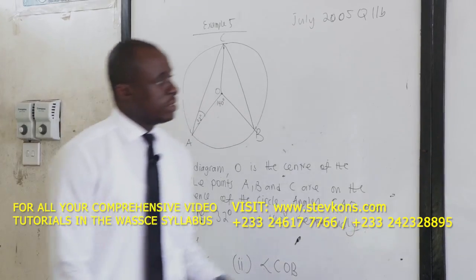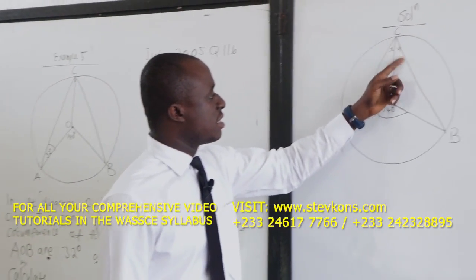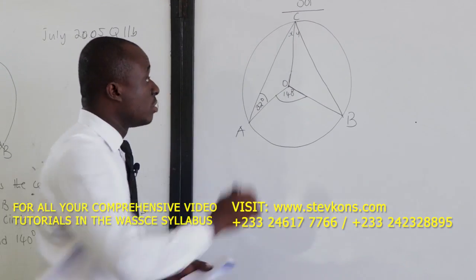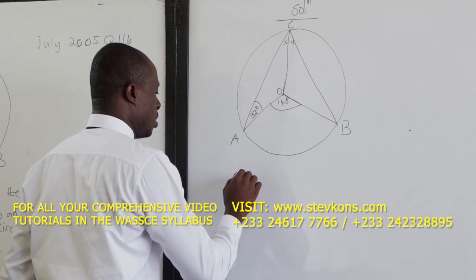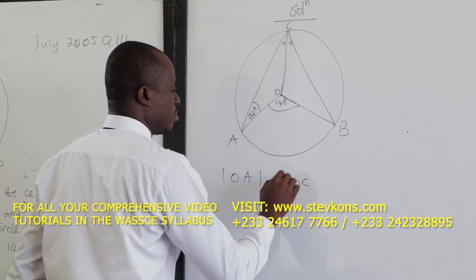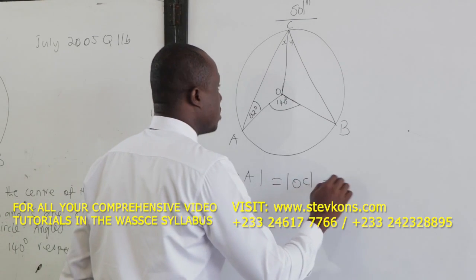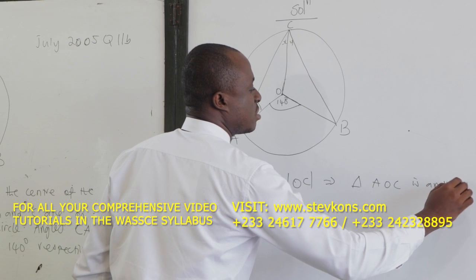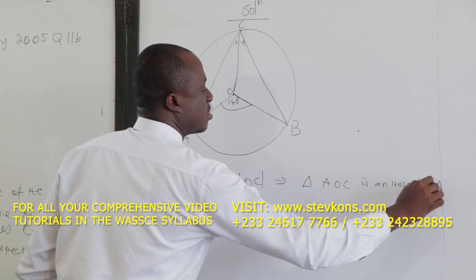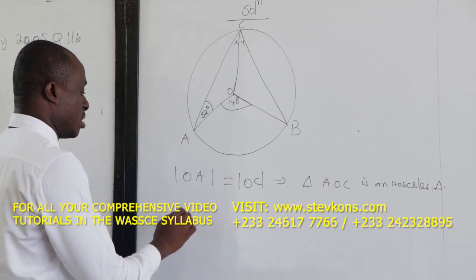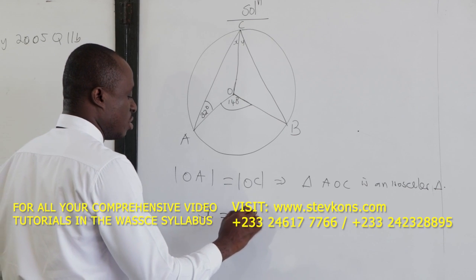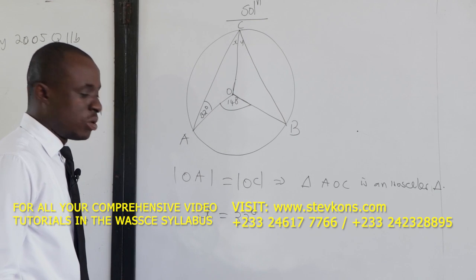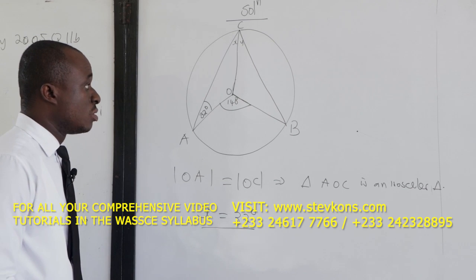So let's redraw this. Let's say that the angle here is X, and the angle here is Y. What can we see? We can see an isosceles triangle. OA is the same as OC. And this implies that triangle AOC is an isosceles triangle. And hence, what can we say? X is equal to 32 degrees. The base angles are equal. So X is equal to 32 degrees.